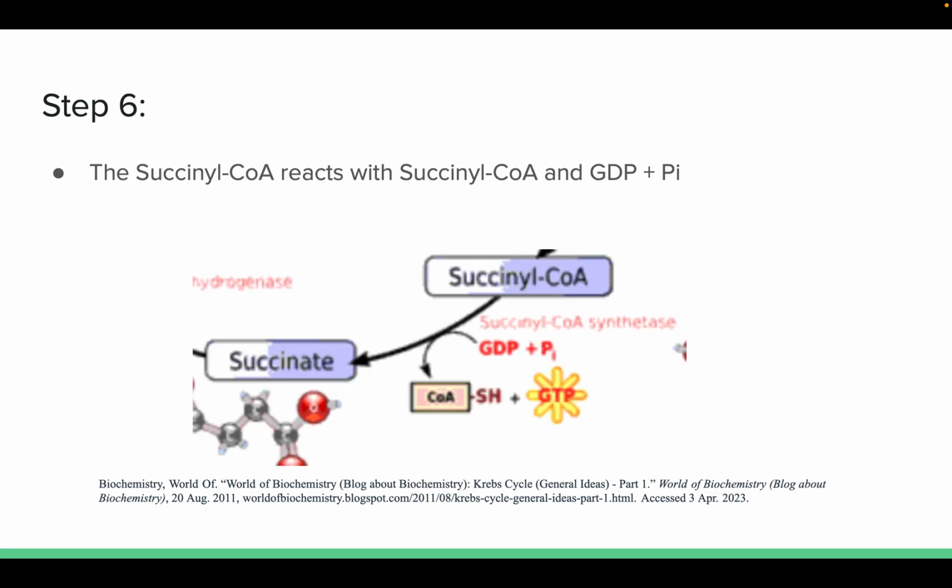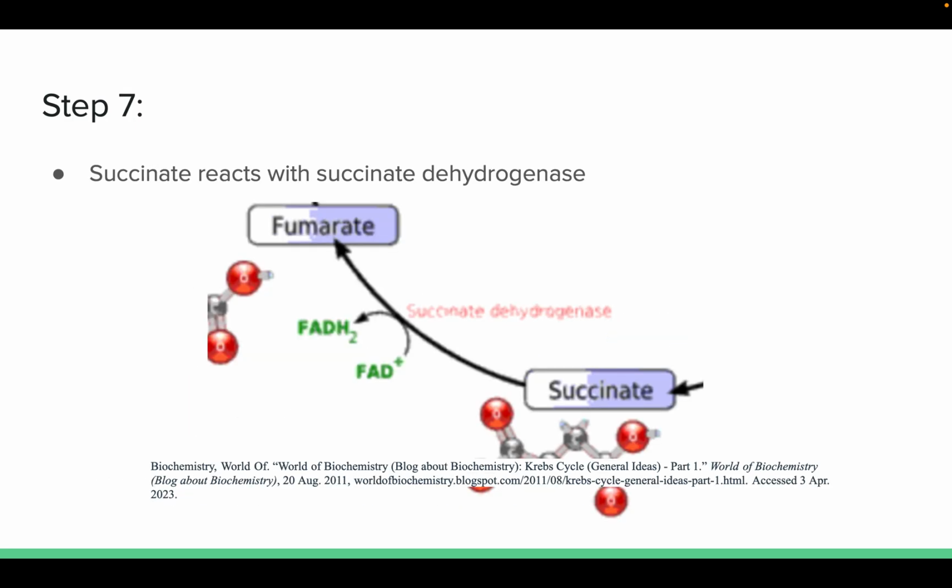In step 6, the succinyl-CoA reacts with the succinyl-CoA synthetase enzyme and a single molecule of both GDP and a phosphate to make succinate. A molecule of GTP and CoA are byproducts of this reaction. In step 7 of the TCA cycle, succinate reacts with succinate dehydrogenase enzyme to make fumarate. The byproduct of this is FADH2.